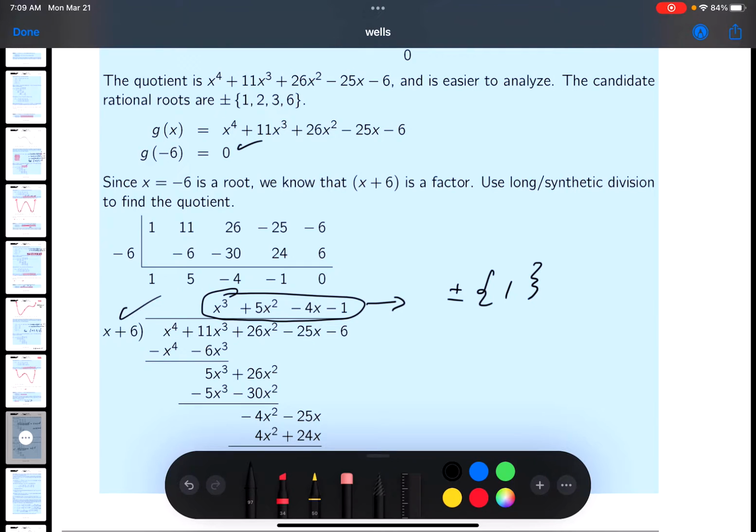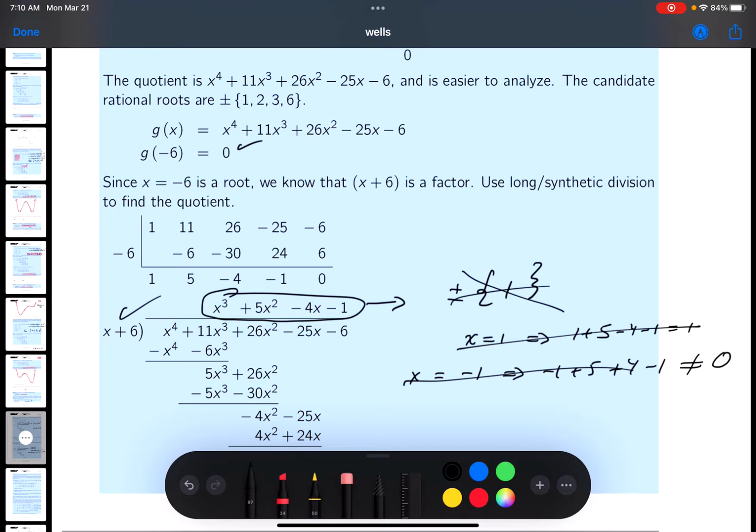Unfortunately, neither works. If you try 1, if I tried x to be 1, what would that give me? 1 plus 5 minus 4 minus 1, which is 1. So this doesn't work. If you tried x equals minus 1, what would you get? Minus 1 plus 5 plus 4 minus 1, which clearly is not equal to 0. So neither work. So I got trouble here.